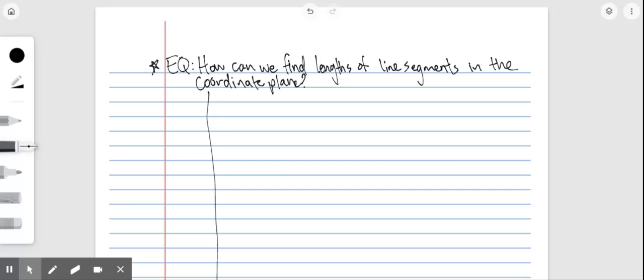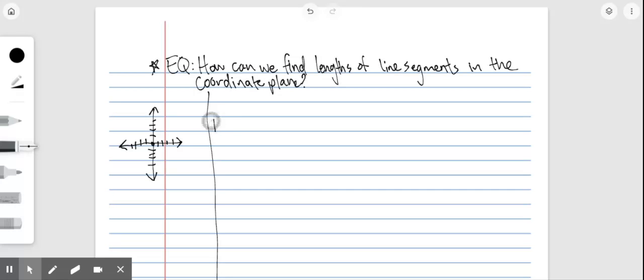So let's remind ourselves that the coordinate plane is the set of two number lines that cross at a 90-degree angle and make up kind of like a grid where you plot points and you can draw things. So that's a coordinate plane.